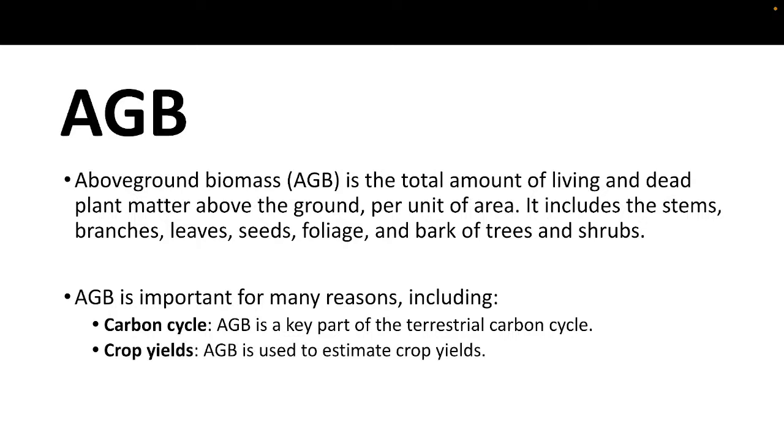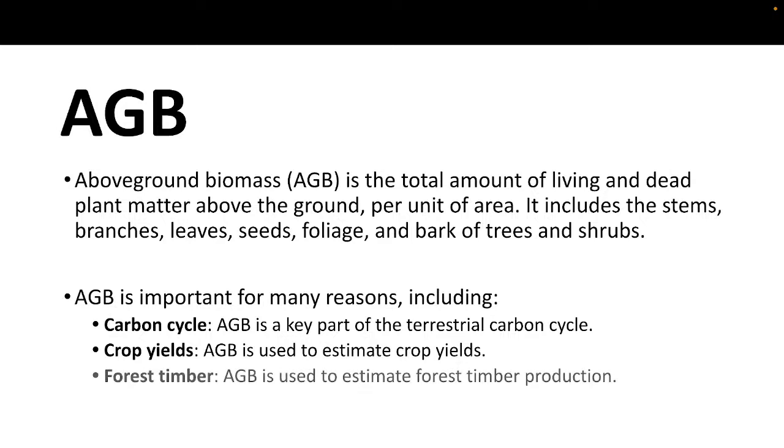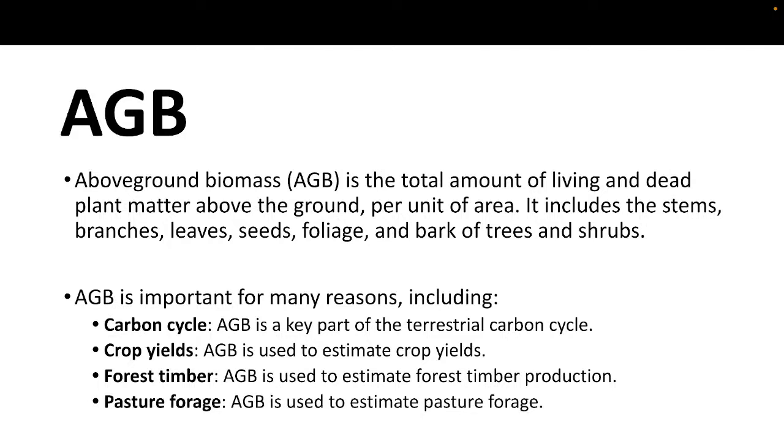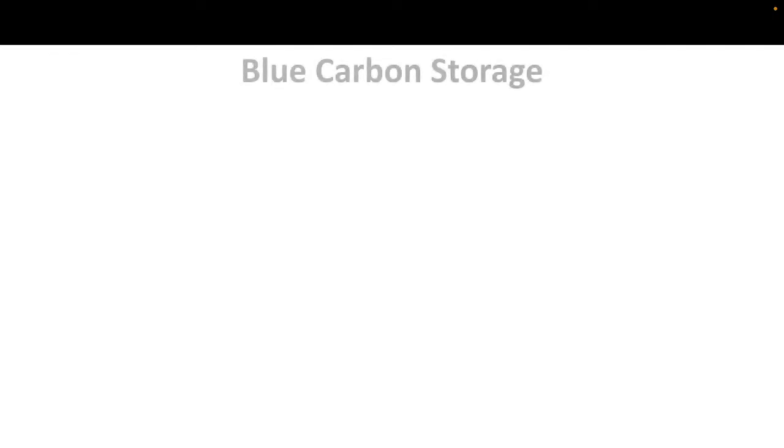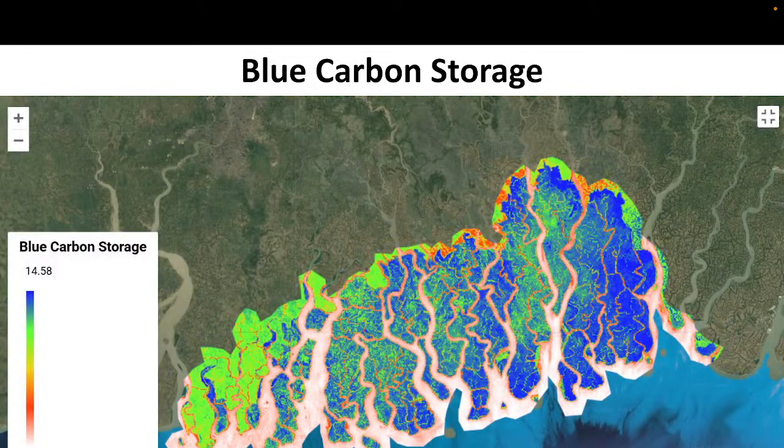Then crop yield: above ground biomass is used to estimate crop yield. It is also used to estimate forest timber production, as well as pasture forest. And another important thing is called blue carbon storage. We can also identify blue carbon storage using the Google Earth Engine platform, finding out where there is high blue carbon and where there is low blue carbon.